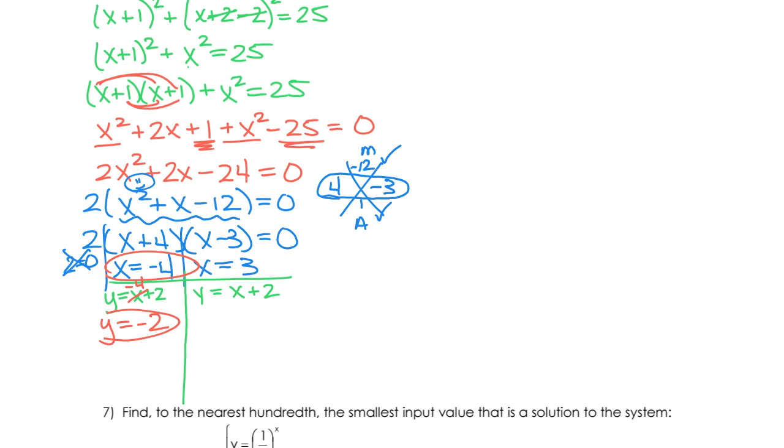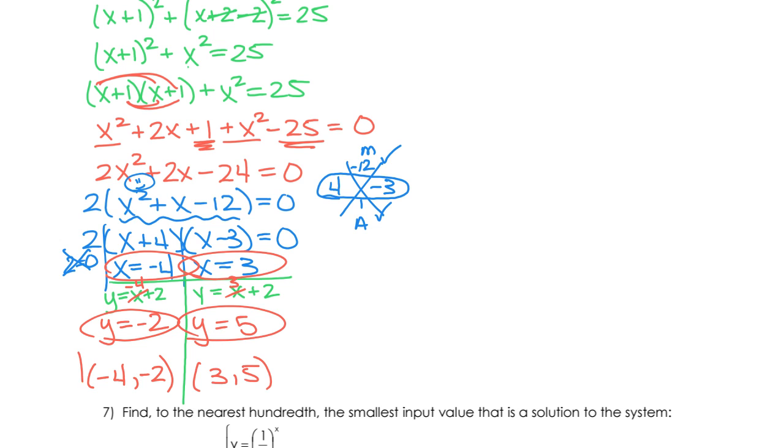We grab the x, grab the y, and pair them up. We end up with the intersection point of negative 4, comma, negative 2. Here we take the x out, we put in the 3, and we end up with y equals 3 plus 2, which is 5. We grab the x, pair it with the y, and our other intersection point is 3, comma 5. And those are the 2 points of intersection that that circle and that line would have if we graph them and we could see it with our own eyes.